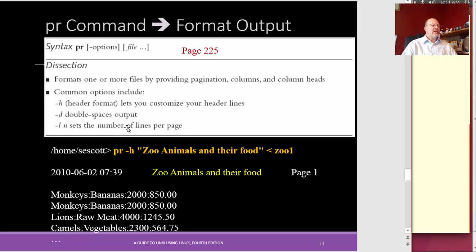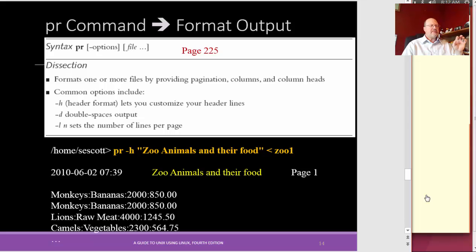We can put a header onto a file. In this case, we have zoo1 we want to feed into this particular command. The pr command is going to print with a -h header. So when we print this out to the screen, we're going to put a date, the timestamp, on here as part of the header information, and then what's in our quotes, the heading within our quotes.